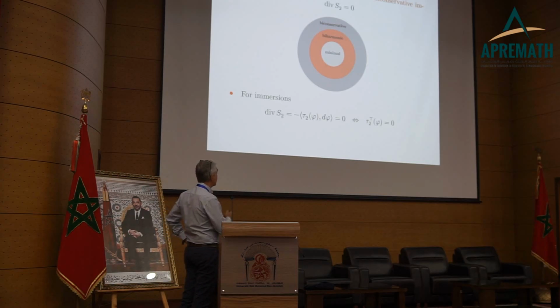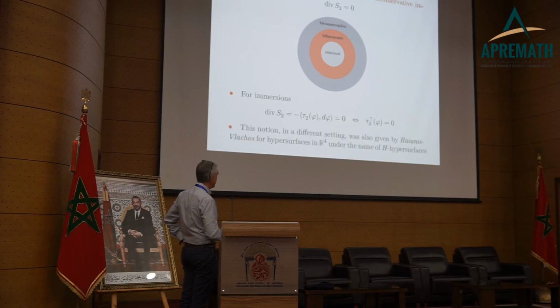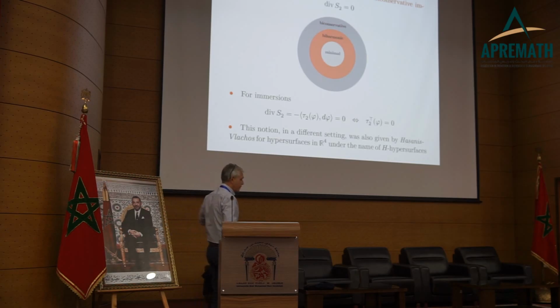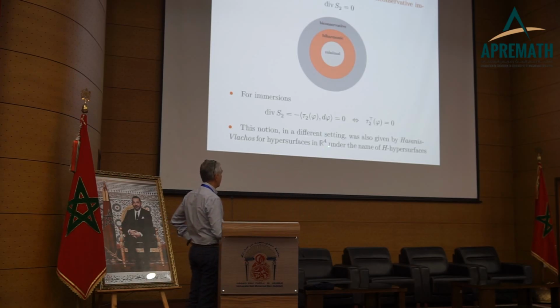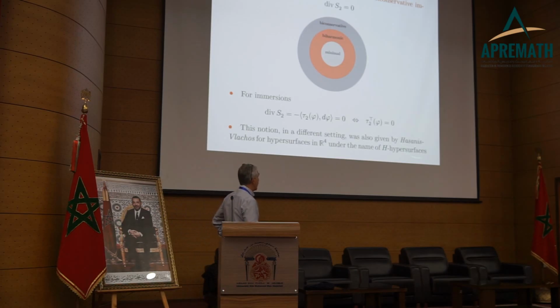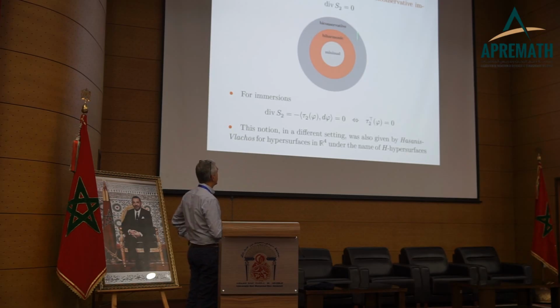And I just want to point out that when you study isometric immersion such that the divergence of S2 is 0, really you're asking that the tangent component of the two tension field is 0, because this one will always be tangent when you apply it to a tangent vector of the submanifold. And this notion of biconservative immersion was actually considered already in a precise case of hypersurface in R4 by Hasanis and Vlachos, but the name was H-hypersurface. Many years later, we decided to call them biconservative because the two stress energy was conservative.